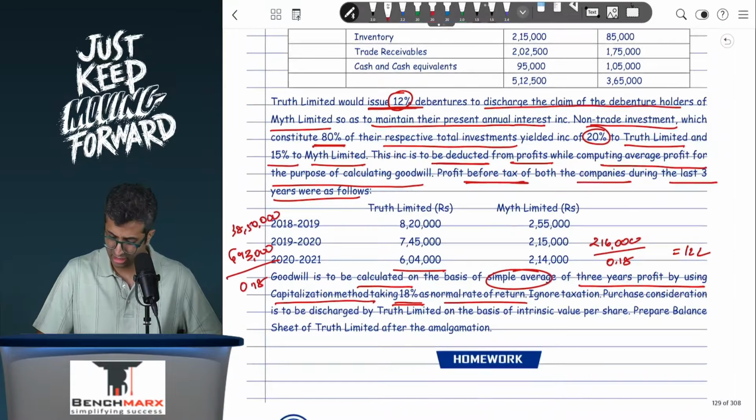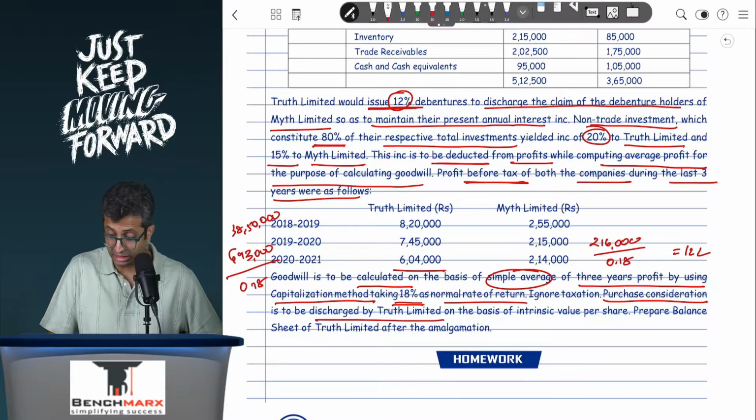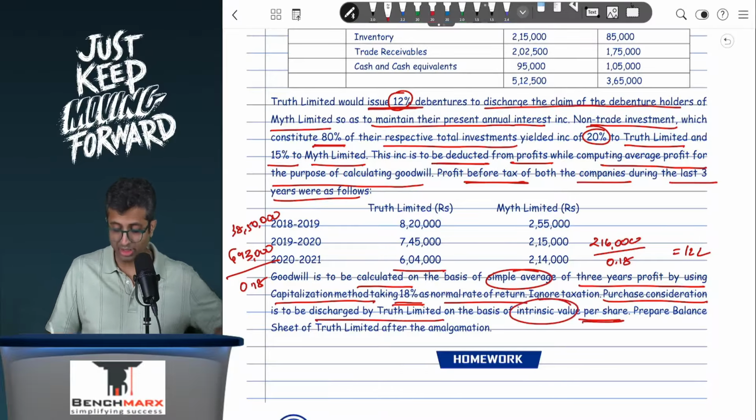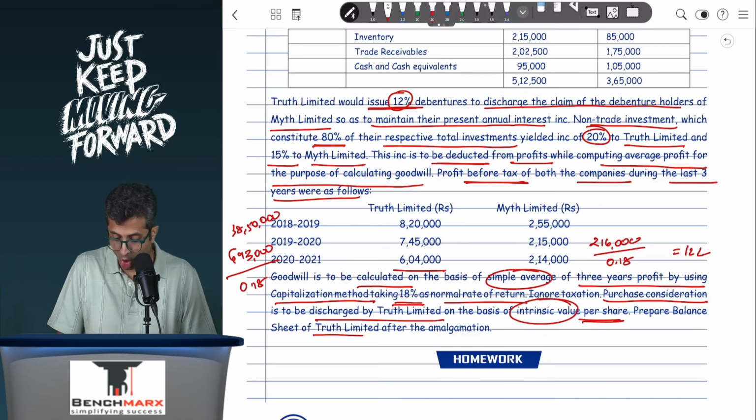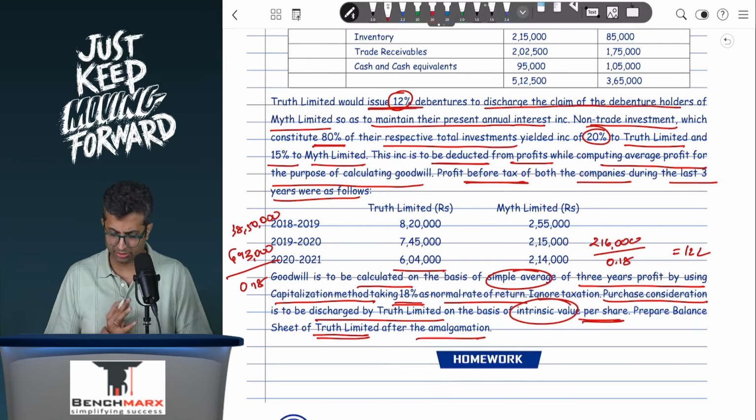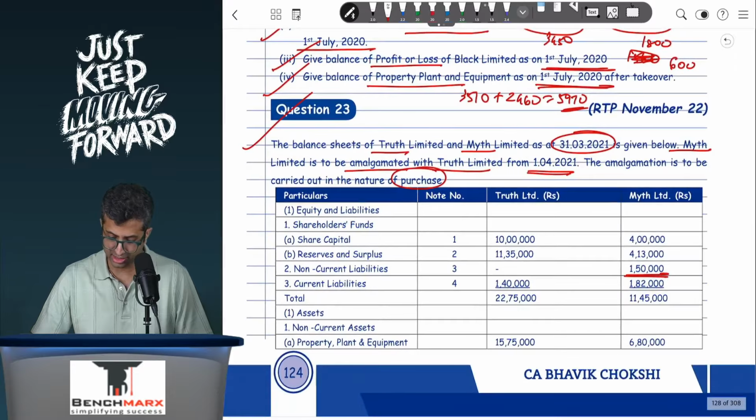We will just verify this, and if this is done, half of the question is taken care of. Purchase consideration is to be discharged by Truth on the basis of intrinsic value per share. Now, intrinsic value is based on the fair value of assets and liabilities. Prepare the balance sheet of Truth after the amalgamation. Now, for that, I will have to look at the net assets. I think the net assets over here are the same.